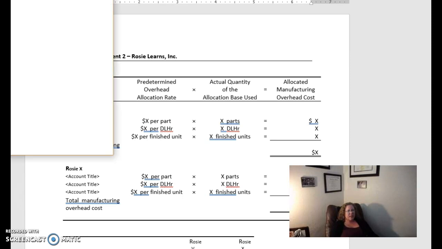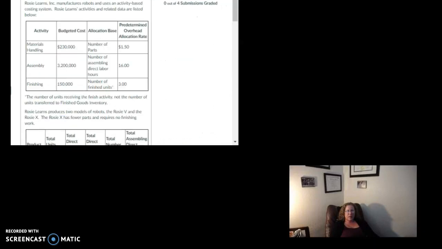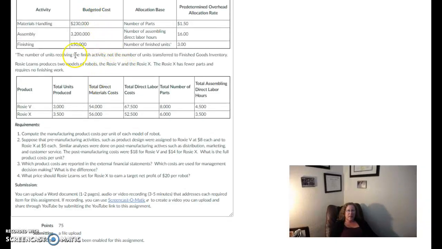And we can see that, and I'll pull it over here so we can take a look at it. Materials and handling are $230,000. That's the budgeted cost, and the number of parts is the allocation base. The predetermined overhead allocation rate is $1.50.